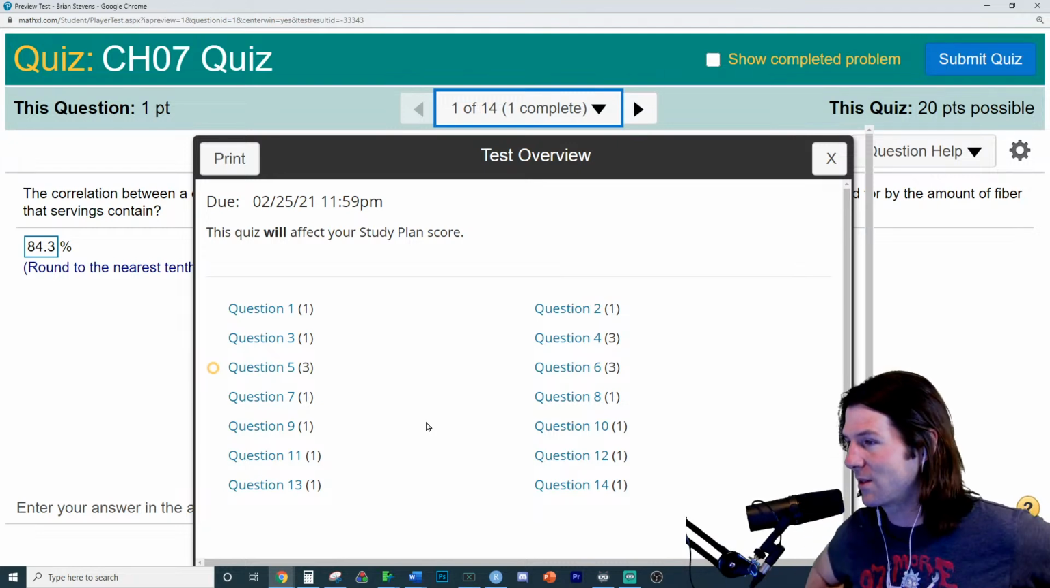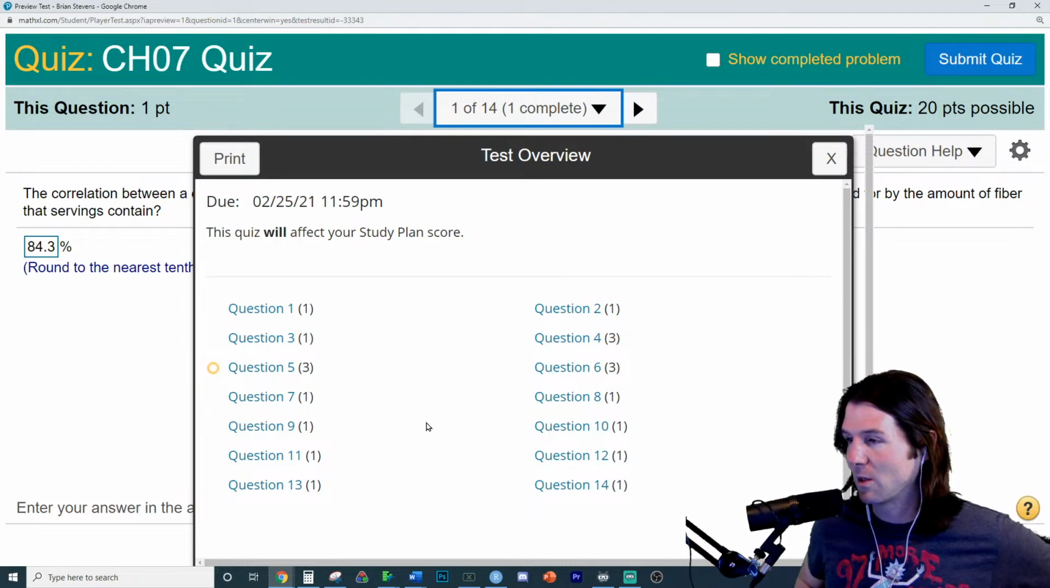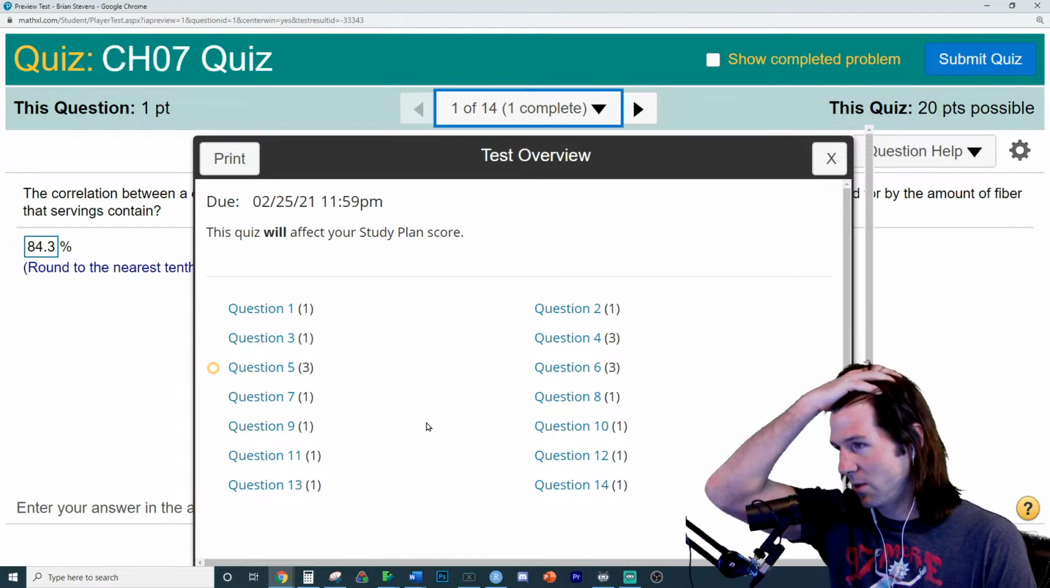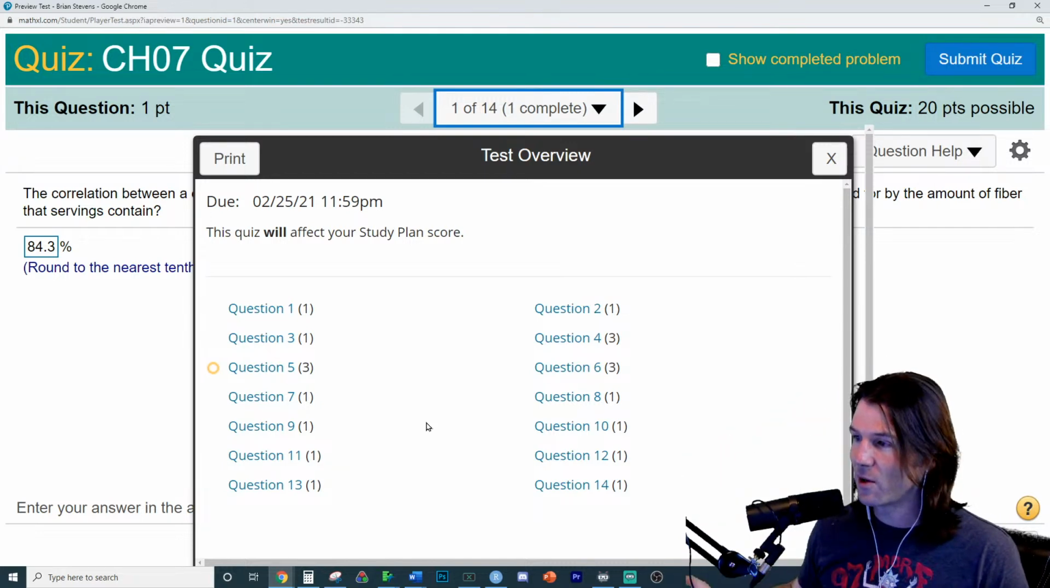This is good practice. So understanding when you see R squared and correlation. And so it gave the correlation, then it basically is saying find R squared.